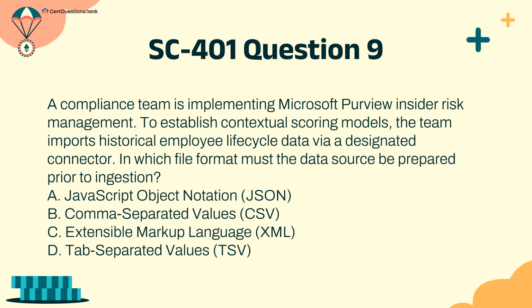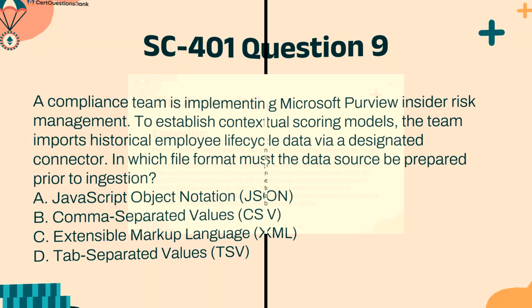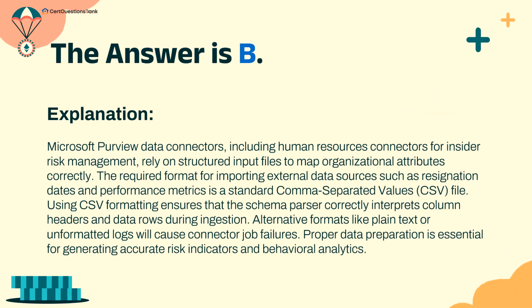A. JavaScript Object Notation, JSON. B. Comma-separated values, CSV. C. Extensible Markup Language, XML. D. Tab-separated values, TSV. The answer is B.